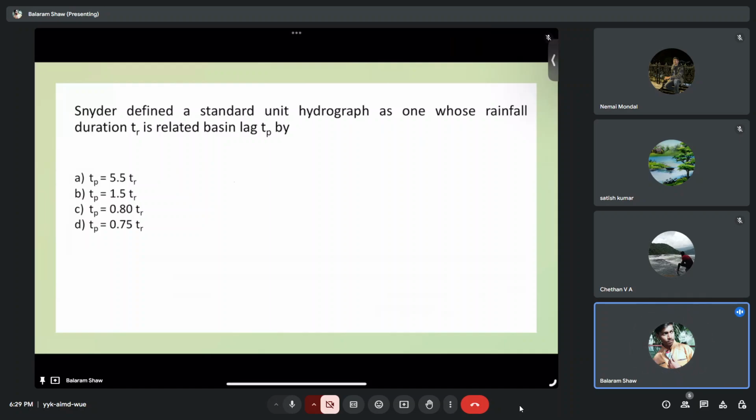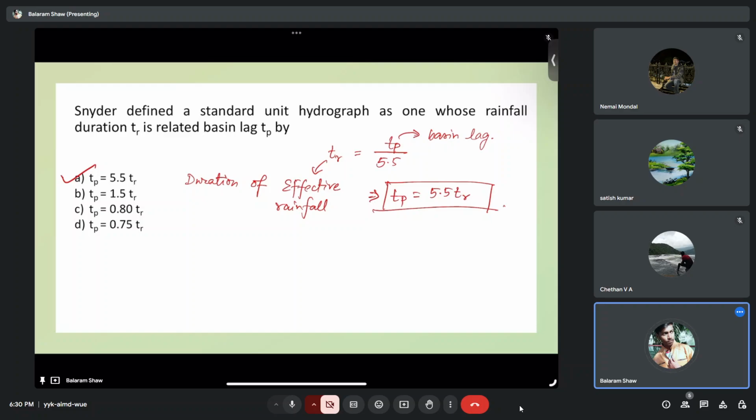So the first question is: Snyder defined a standard unit hydrograph as one whose rainfall duration tr is related to basin lag TP by. We have just seen this. For Snyder's method, how do we write tr? tr was the duration of effective rainfall. tr equals TP by 5.5, where TP is the basin lag. So from this we can write TP equals 5.5 into tr. So the correct answer will be A.